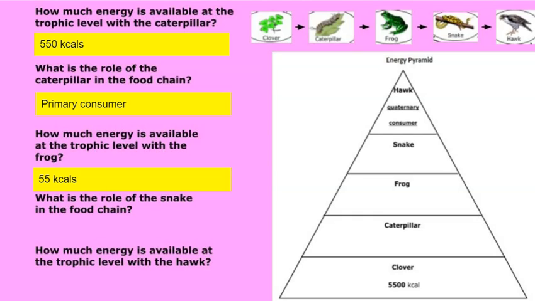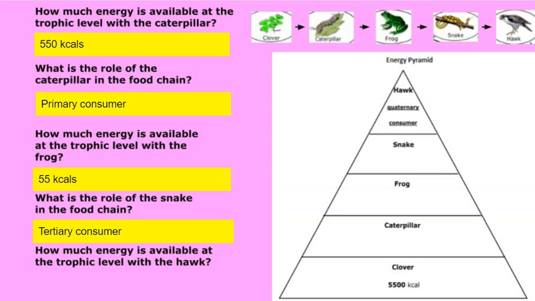What is the role of the snake in the food chain? That snake is a tertiary consumer. It's at the fourth trophic level, but it's the third consumer, right? Tertiary consumer. And then it says how much energy is available at the trophic level with the hawk. So if we were at 55 kcals at the third trophic level with a frog, at the fourth trophic level with the snake, we were at 5.5 kilocalories of energy.